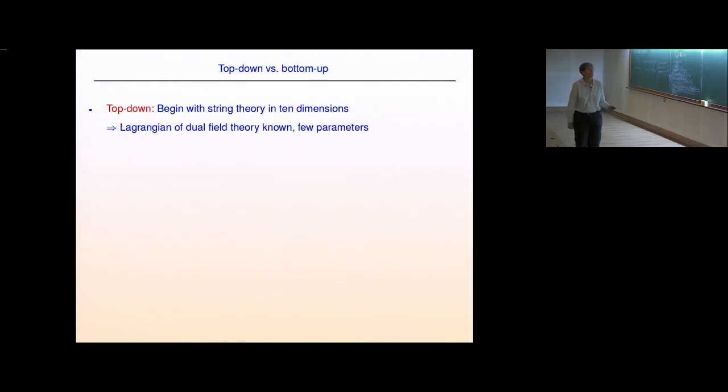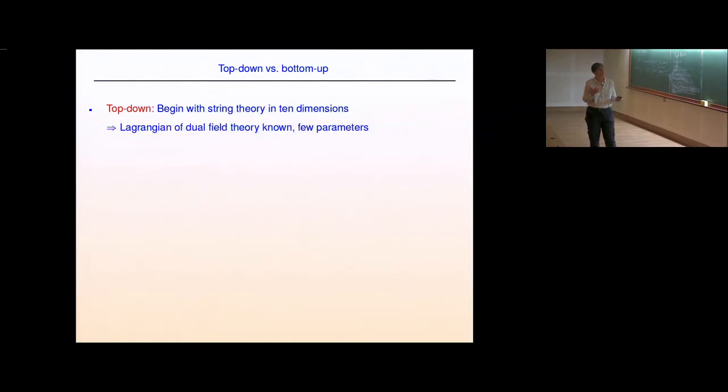First of all, I should say there's two different approaches to the AdS-CFT correspondence, which are called the top-down and the bottom-up approach. Mostly in this talk, I will focus on the top-down, but there are many interesting things which can also be done in the bottom-up approach. So top-down means that we start with string theory in 10 dimensions, and I already explained why 10, because string theory is consistent in 10 dimensions. And also this internal manifold, this sphere which I showed to you, ensures that the Lagrangian of the dual field theory is known, and we have only very few parameters in the problem.